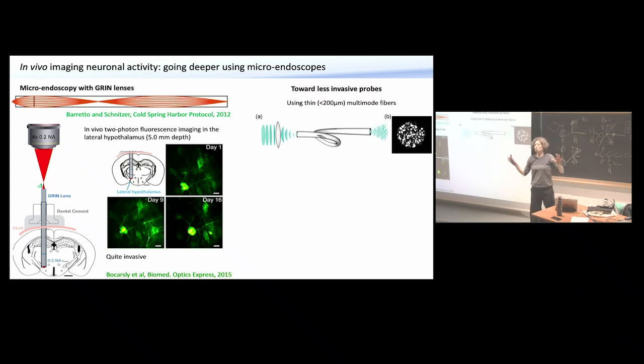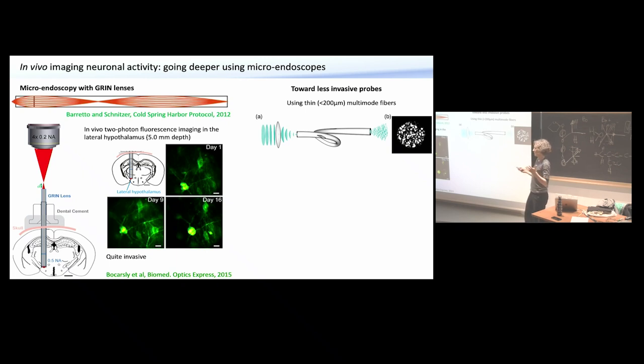There is also a huge field of research trying to use thinner endomicroscopes, thinner things that you put in the brain to do imaging. One of the ideas is to use multimode fibers. They are very thin. It's 200 microns. Compared to these 500 microns, it's much thinner. It can be even 100 microns.